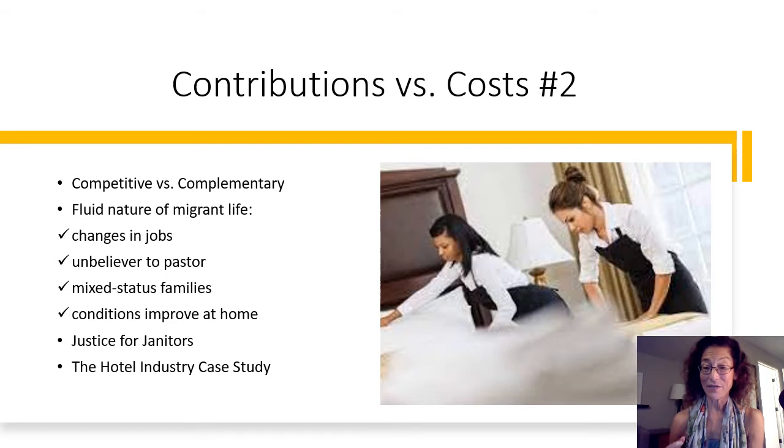Then in mixed status families, mixed status means that you have members of families that have different immigration statuses. So you have a citizen married to a non-citizen.